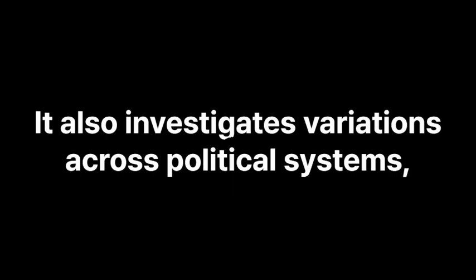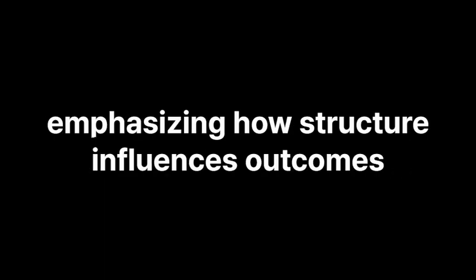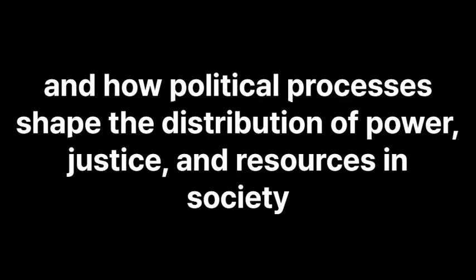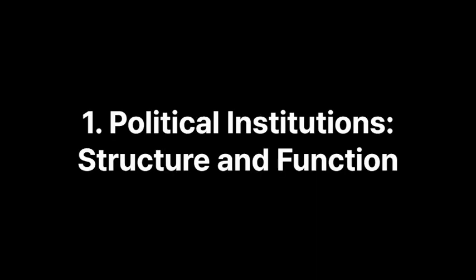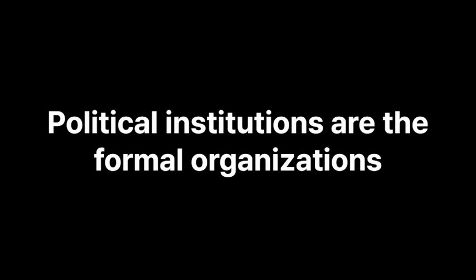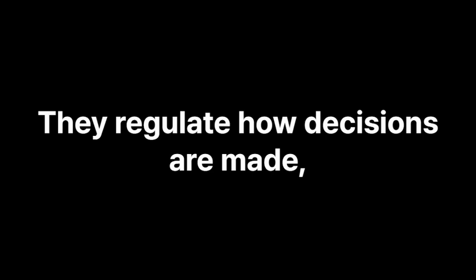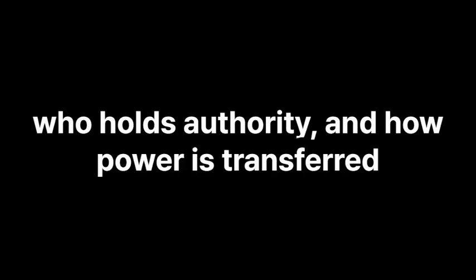It also investigates variations across political systems, emphasizing how structure influences outcomes and how political processes shape the distribution of power, justice, and resources in society. 1. Political institutions, structure, and function. Political institutions are the formal organizations and rules that structure political activity. They regulate how decisions are made, who holds authority, and how power is transferred.